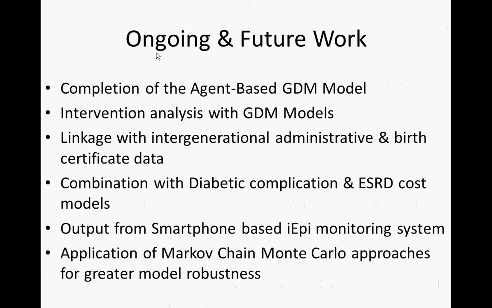We're also going to be combining it with a set of other models that capture diabetes complications, end-stage renal disease, for example, and cost components. Very critically, we're going to be linking it in with data from our smartphone-based system, iEpi, which we use to collect very fine-grained, multi-minute level data that can include things such as individuals' weight trajectories, physical activity levels over time, their eating habits, and aspects of blood glucose dynamics.